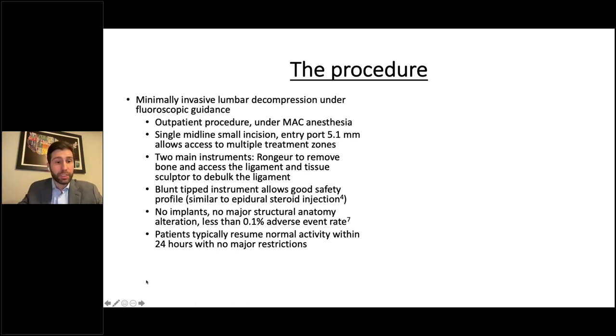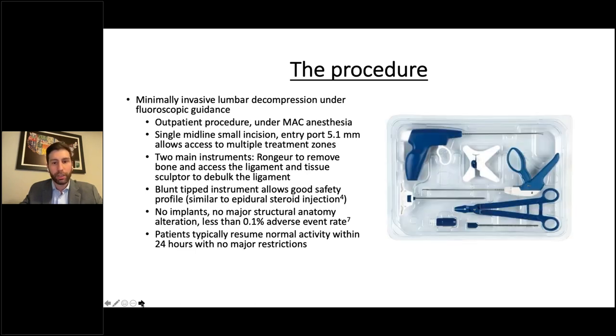There are no implants with this procedure, no major structural anatomy alteration, and less than 0.1% adverse event rate. Patients typically will resume their normal activity within the first 24 hours after the intervention with no major restrictions. This is a typical setup when you are doing this procedure that you'll see in your practice.